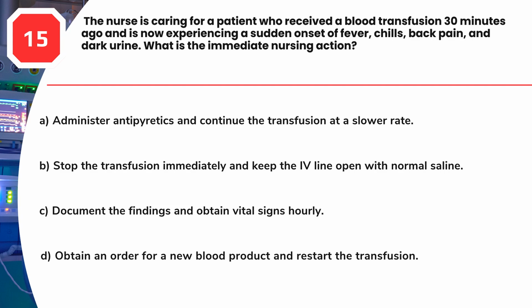Question 15. The nurse is caring for a patient who received a blood transfusion 30 minutes ago and is now experiencing a sudden onset of fever, chills, back pain, and dark urine. What is the immediate nursing action? A. Administer antipyretics and continue the transfusion at a slower rate. B. Stop the transfusion immediately and keep the IV line open with normal saline. C. Document the findings and obtain vital signs hourly. D. Obtain an order for a new blood product and restart the transfusion.